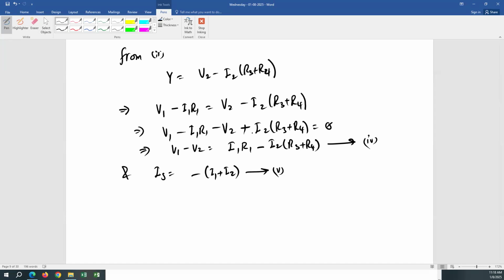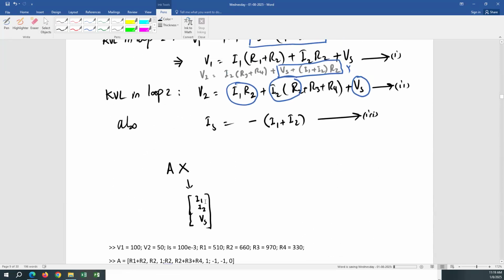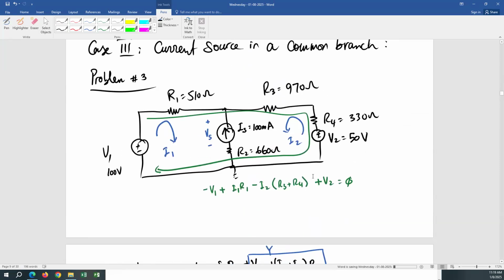So I'm not going to solve it, of course. You guys, it's the same thing, same values you're going to get. So this is your super mesh. In super mesh, you basically ignore the middle branch, write down the KVL around the loop, and then you write down the difference of the two currents should be equal to IS, or the sum of two currents should be equal to IS or minus IS based upon the direction of the two currents that you are taking.